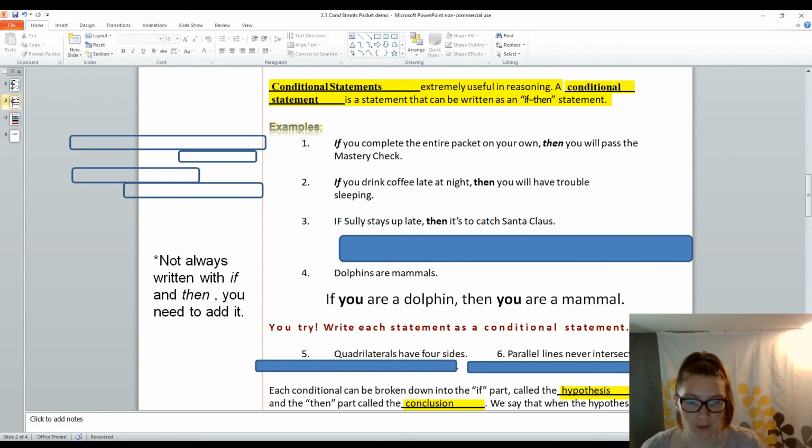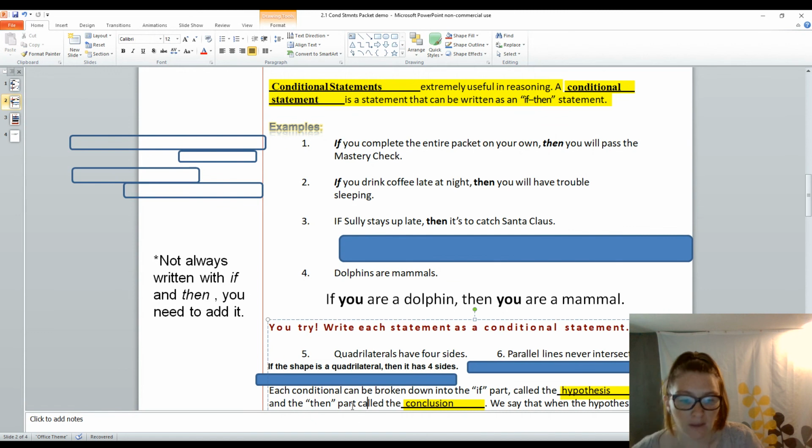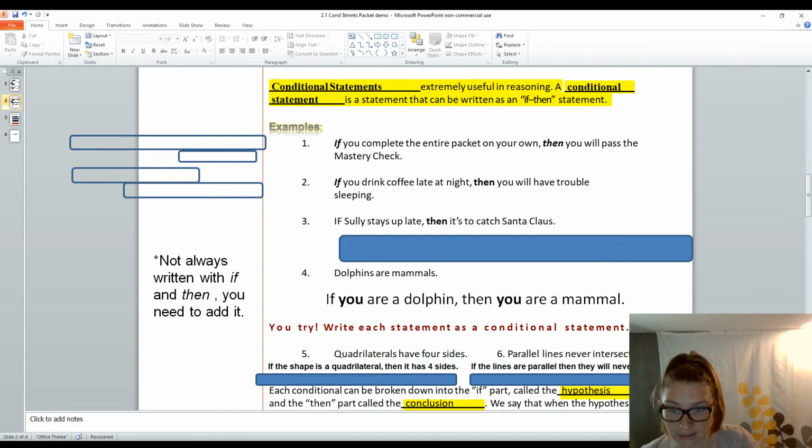So pause your screen. All right, so number 5, quadrilaterals have 4 sides. We want to change this. So here is my sentence. I put if the shape is a quadrilateral, then it has 4 sides. So again, shape is really talking about the item or topic that we're talking about, instead of using the word it. Okay. Number 6 says parallel lines never intersect. We can change that to if the lines are parallel, then they will never intersect. So again, that's a nice way to break it apart. And you can see parallel stayed in the top part of the sentence and intersect stayed at the back of the sentence.